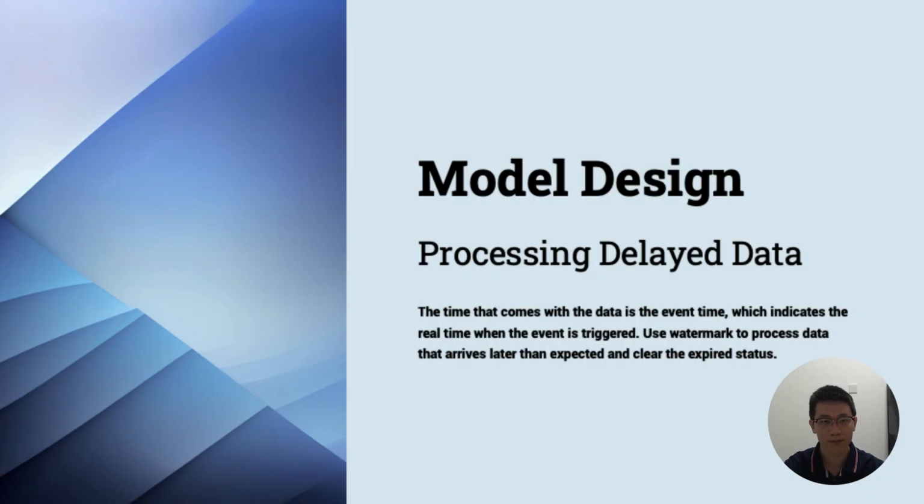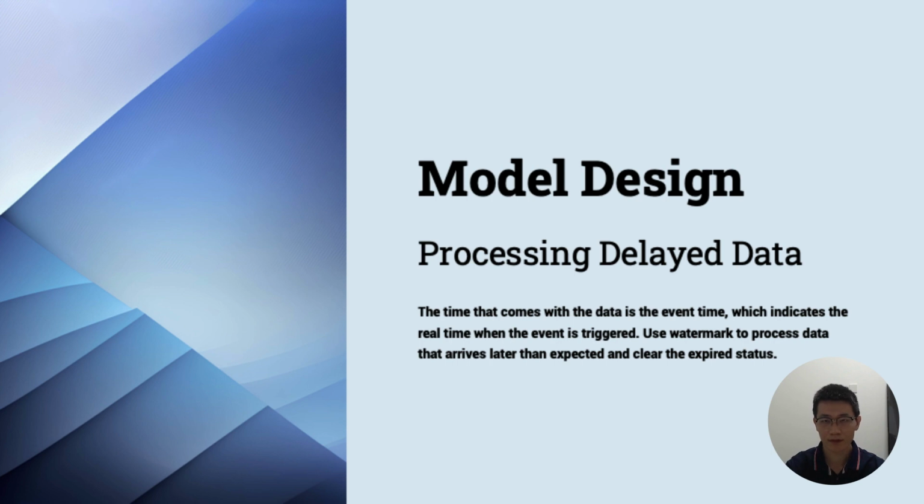We previously mentioned the issue of handling delayed data. So, how should we address this problem? In stream processing, there is a concept called watermark that helps us deal with delayed data. This watermark can filter out data that arrives later than expected. In other words, if data arrives too late, we can discard it.